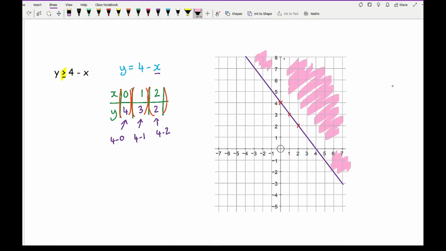And there we go. Now again, if I want to have a checkpoint, something nice and easy, let's go for 3, 3. So I'm going to check with the coordinate of 3, 3. Swapping the numbers, I've got 3 is less than 4 minus 3. All I've done is swap my y ordinate and my x ordinate into the original equation. So I've got 3 is less than 1. Now, is this true? Yes, it's true. Therefore, I've shaded the correct section.